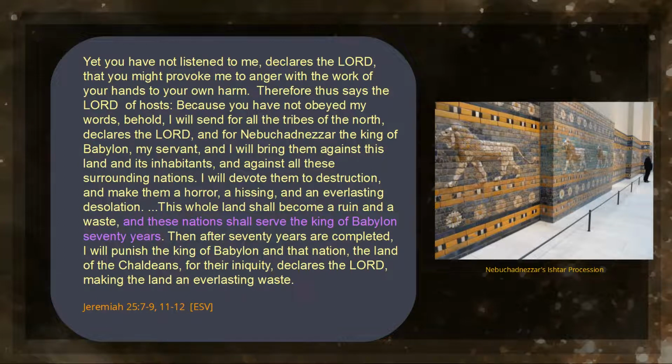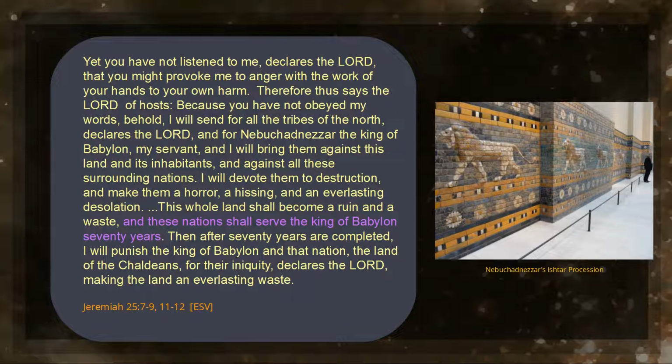Jeremiah 25 takes place during the first year of Nebuchadnezzar's reign, which is around 605 BC. Jeremiah prophesies, "Yet you have not listened to me, declares the Lord, that you might provoke me to anger with the work of your hands to your own harm. Therefore thus says the Lord of hosts, because you have not obeyed my words, behold, I will send for all the tribes of the north, declares the Lord, and for Nebuchadnezzar, the king of Babylon, my servant, and I will bring them against this land and its inhabitants, and against all the surrounding nations.